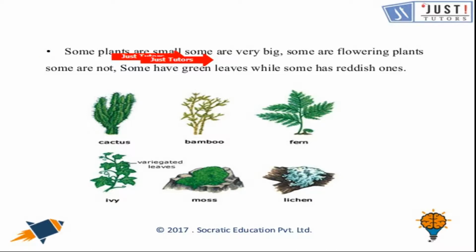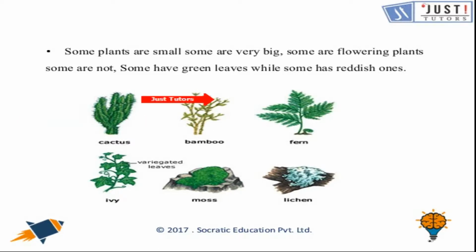Some plants are small, some are big. Some are flowering plants and some don't have flowers. Some have green leaves while some have reddish ones. Now look at this picture here. See, this is the cactus plant. So try to think for a moment, where have you seen this cactus plant? Now if I give you a hint, you can recall. So you can see this cactus plant sometimes in the forest.